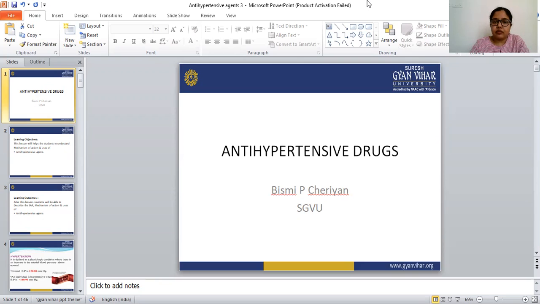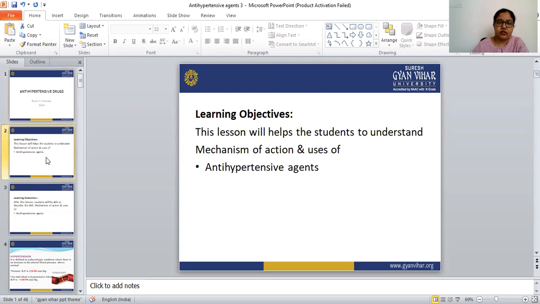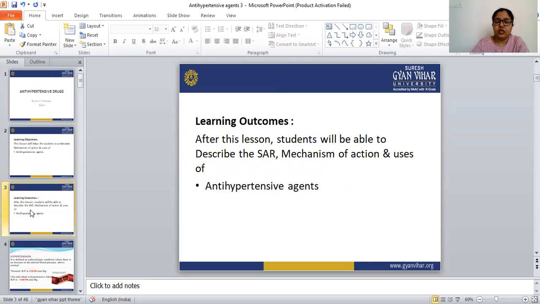Today I'm going to discuss the chemistry of antihypertensive drugs. Learning objectives of this topic: this lesson will help the students to understand the mechanism of action and the uses of the antihypertensive drugs. Learning outcomes: after this lesson, students will be able to describe the mechanism of action and the uses of the antihypertensive drugs.